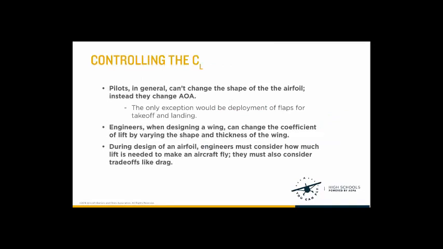All right, so we're talking about controlling the coefficient of lift. Pilots in general can't change the shape of the airfoil, so we have to adjust the angle of attack. The only exception would be deployment of flaps for takeoff and landing, obviously. So the engineers are the ones who design the airfoil, the wings, everything. They're the ones who can change the coefficient of lift by varying the shape and the thickness of the wing. Engineers have to consider how much lift is needed to make the aircraft fly, but must also consider trade-offs, like drag.